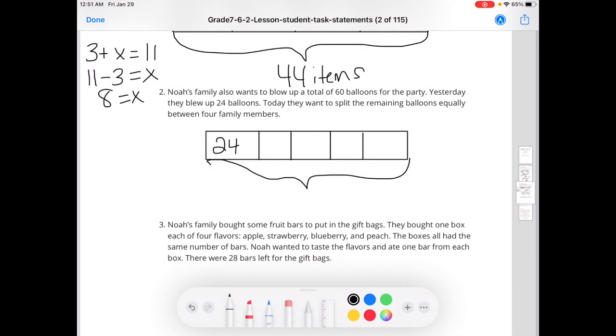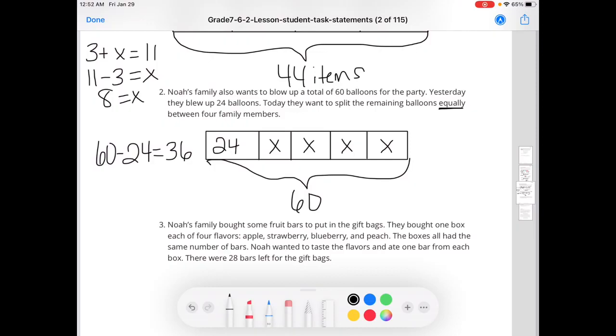In each of these sections, although mine is not quite equal, each of these sections represent the same amount because it said they were splitting them equally. And all of this total is 60 balloons. So if they've already blown up 24, we need to figure out how many more balloons they need to blow up. So they need a total of 60, and they've blown up 24 already. So that tells me that there are 36 balloons left to blow up.